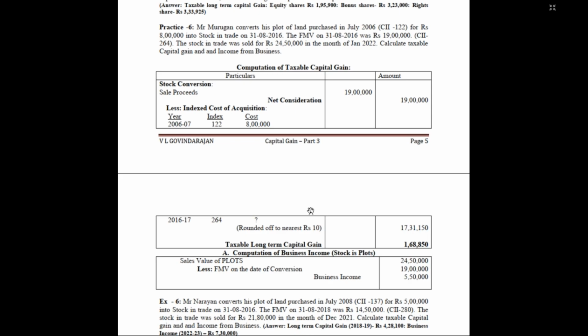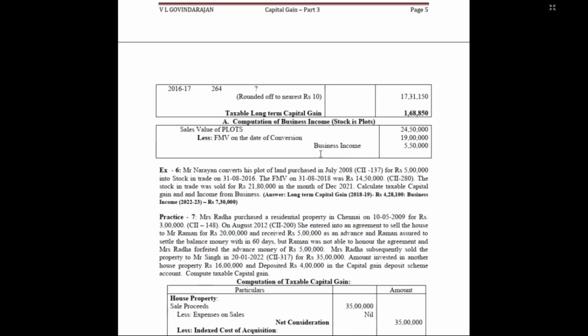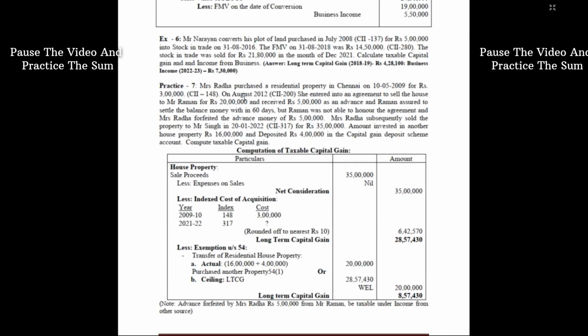Let's index the cost. Actually, the plot was purchased in July 2006. So for 2006-07 the index is 122, but it was converted in the year 2016-17, for which the index is 264, so the indexed cost will be 17,31,150. So the balance is taxable long-term capital gain. Now in this year, the sales value of the plot is 24,50,000 and the fair market value is 19 lakhs. So the balance 5,50,000 will be treated as business income, not under capital gain. In the same pattern, the listeners can practice exercise 6.